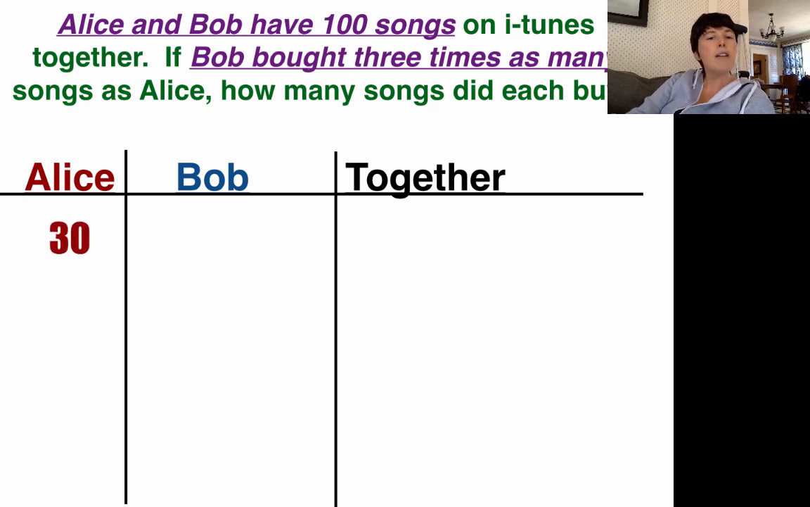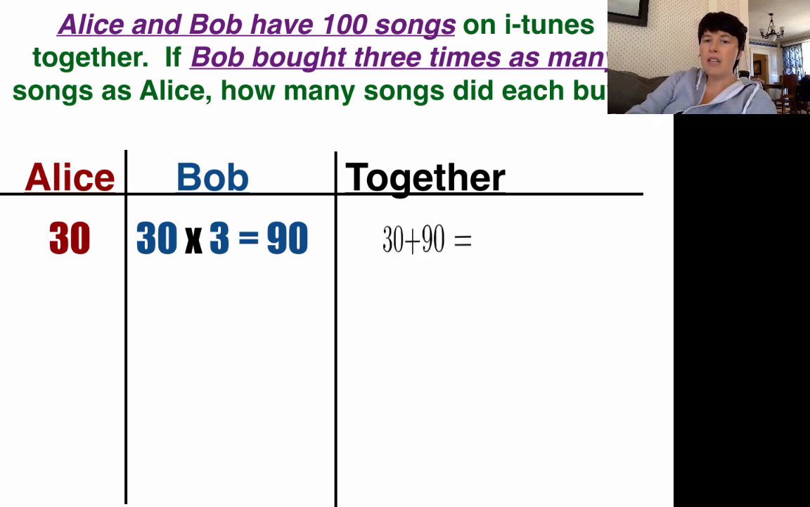So if Alice bought 30 songs, let's write 30 in our table. What that means is Bob bought 30 times 3. He bought 3 times that. So 30 times 3, 3 times 3 is 9, so it'd be 90. So Bob bought 90 songs. Now this is just my guess, but if it's 30 and 90 and we put that together, 30 plus 90 is 120. And that's too big.